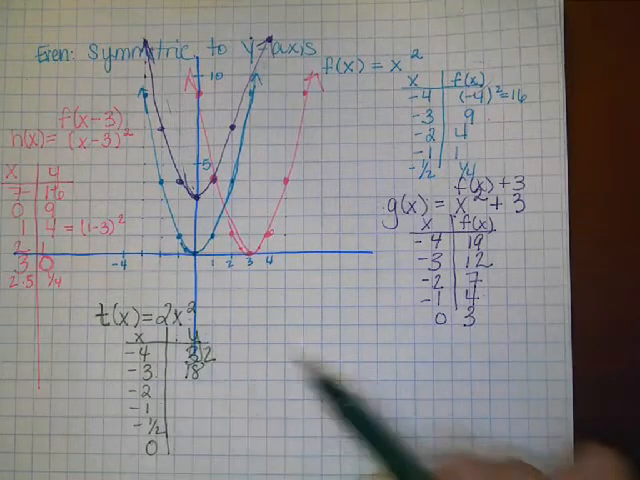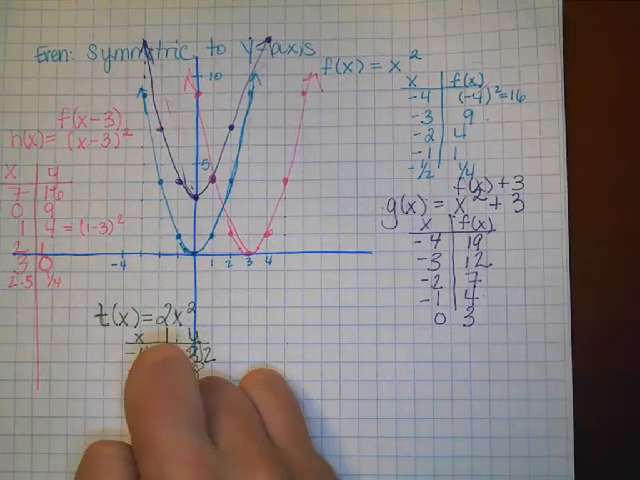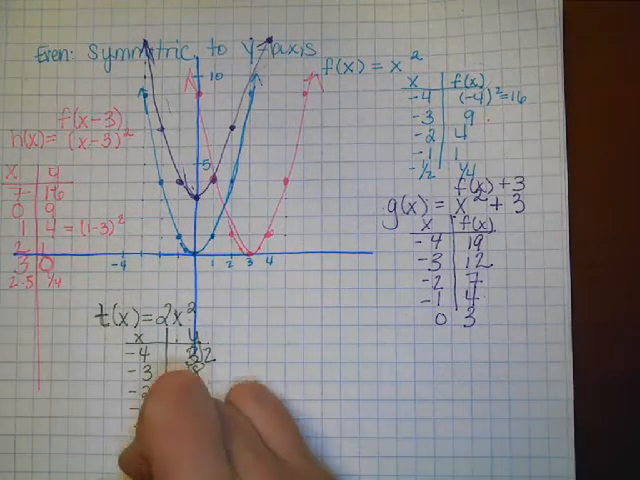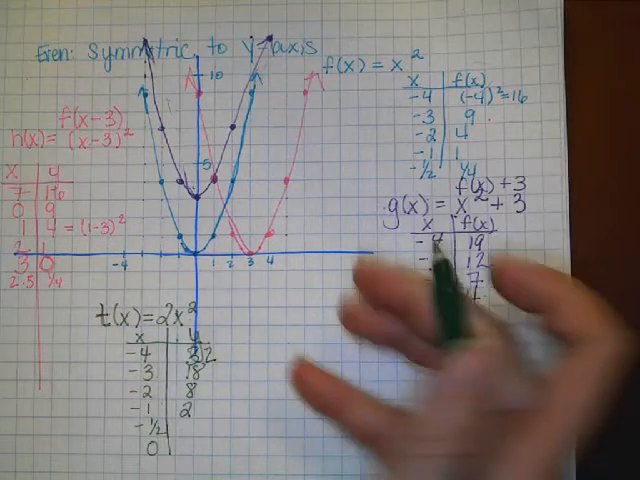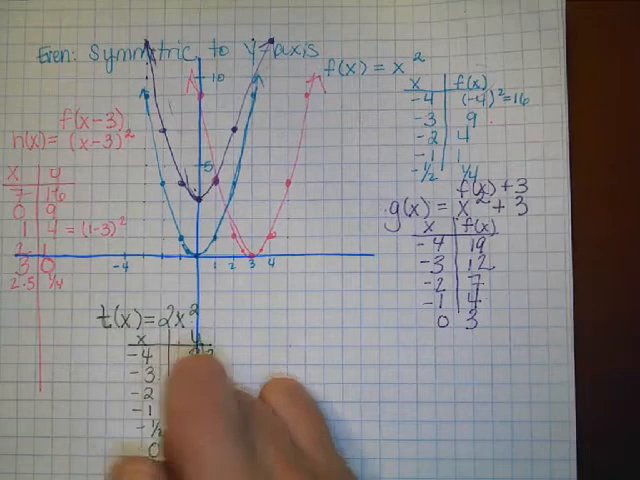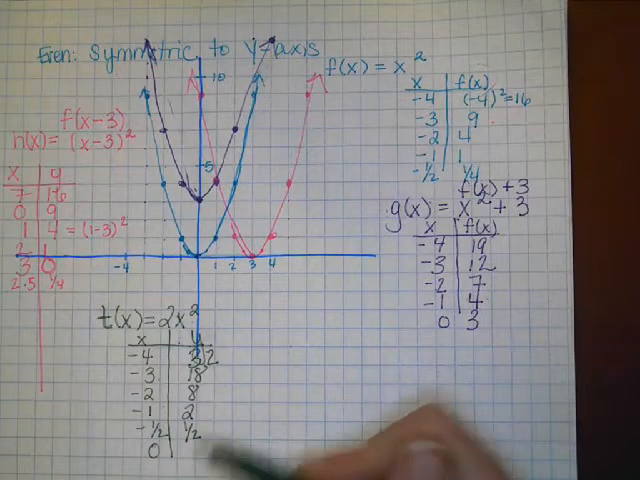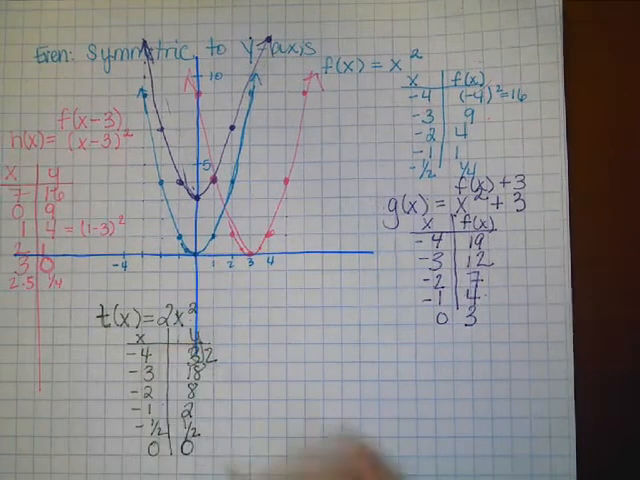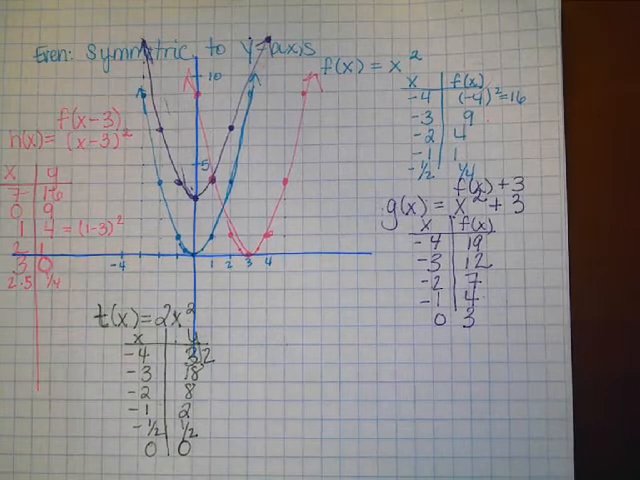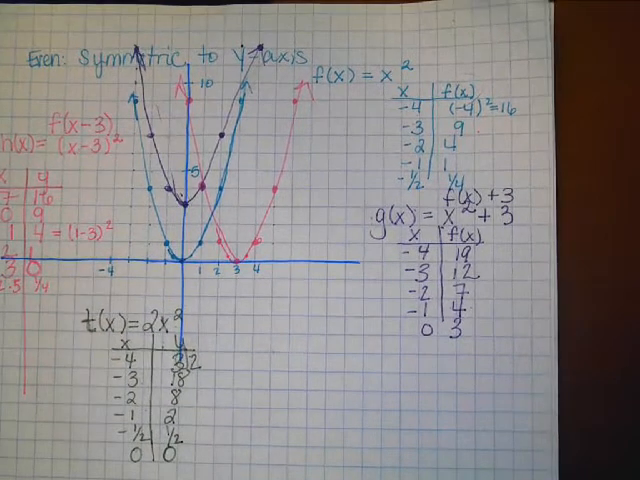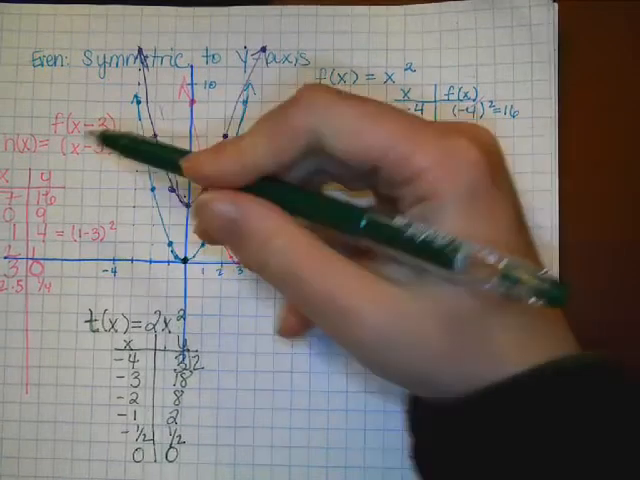When I plug 3 in here, I have 9 times 2, 18. When I plug a negative 2 in here, I have 4 times 2, 8. This becomes 2. This is 1/4 times 2, which is 1/2. Right? And then at 0, it's 0, 0, so it's 0, 0 still. 0 times 2 is 0.